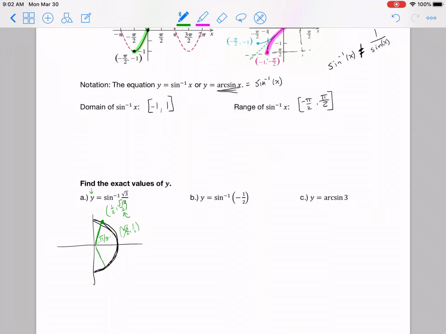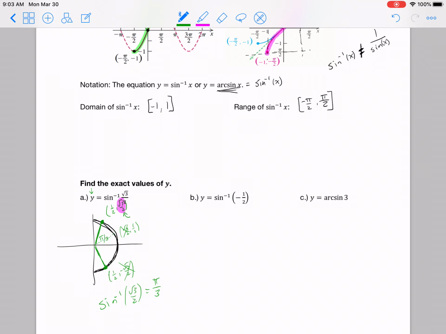And then if we come down here, negative pi over 3, we would find this coordinate would be 1/2 and then negative square root of 3 over 2. And that's not going to be correct either because it's negative. So all said and done, we only have one place where we get a value of square root of 3 over 2 for that. And so therefore our arc sine of square root of 3 over 2 is going to equal pi over 3. Okay?